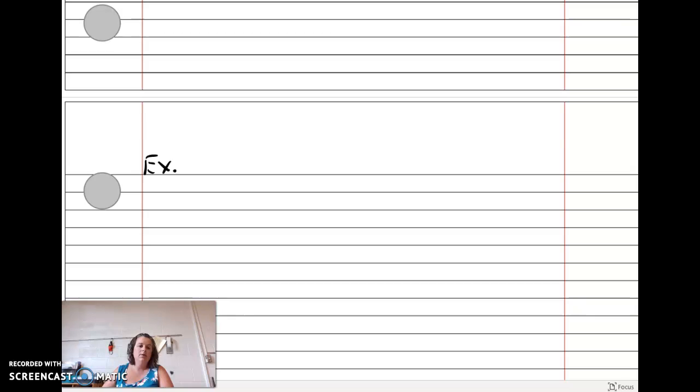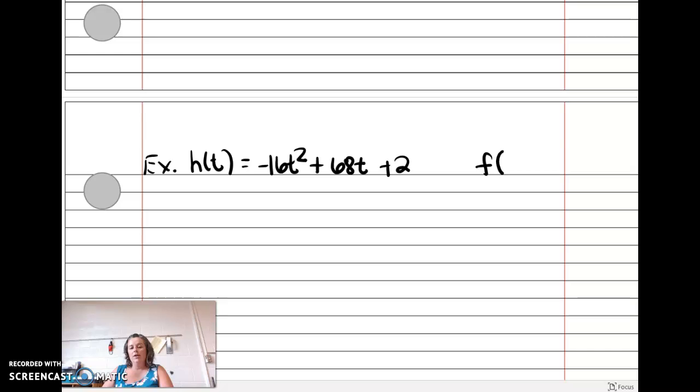Backwards, h of t equals -16t squared plus 68t plus 2. We're going to find and evaluate when t is 4.